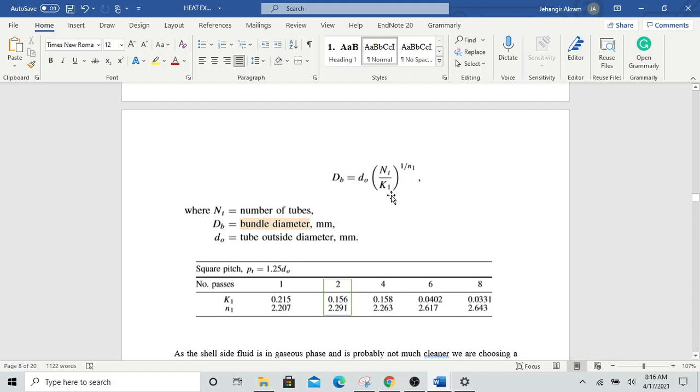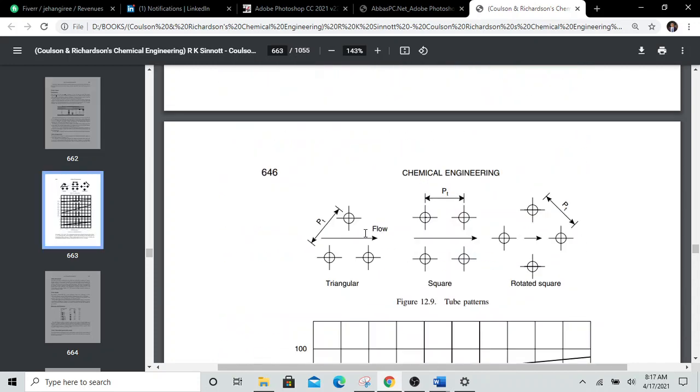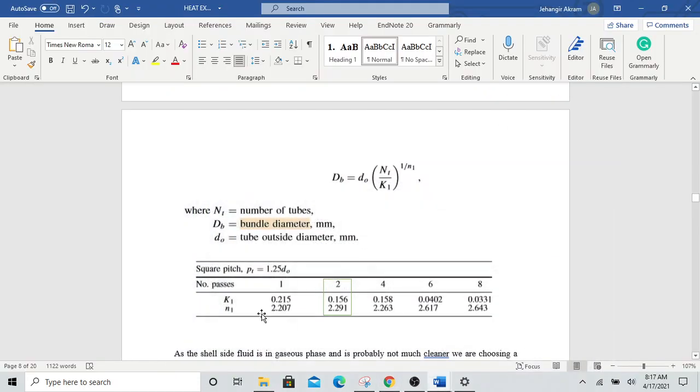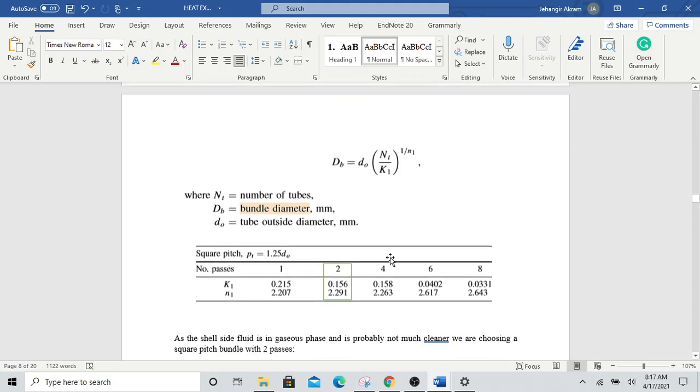NT is the number of tubes, K1 is a constant, and n1 is also a constant, which will be determined by the nature of the pitch and the number of passes. In our case, we took two passes. You can study how to take the passes from here. In our case, the value of K1 is 0.516, and n1 is this.